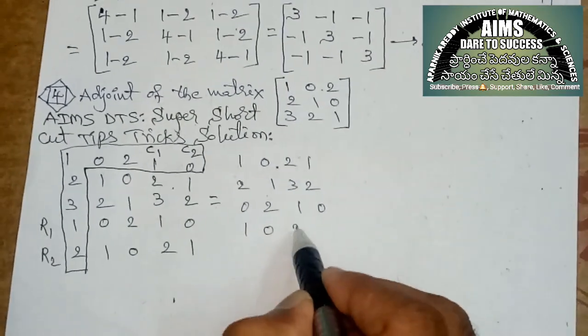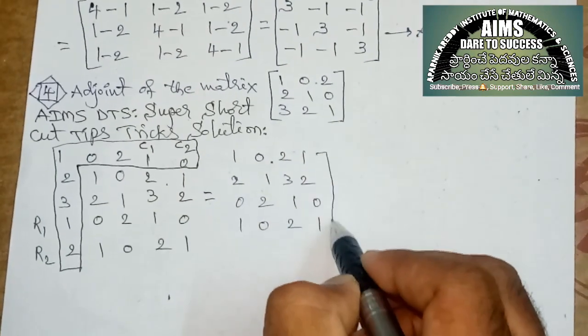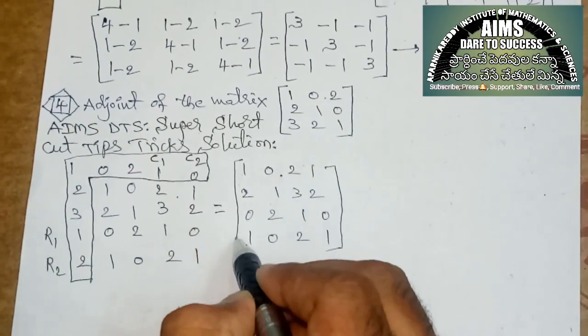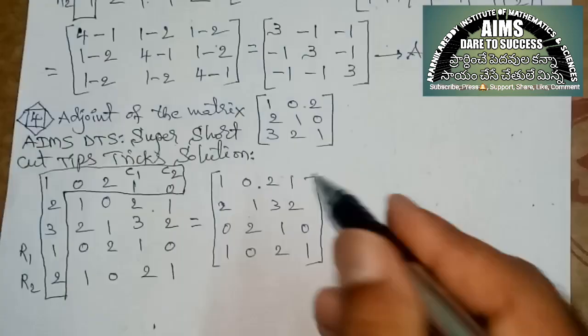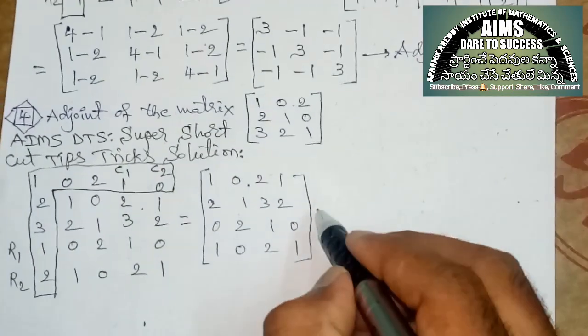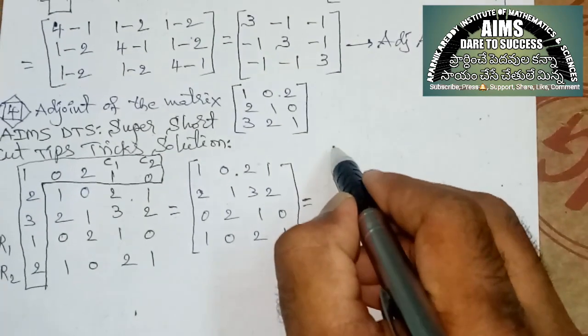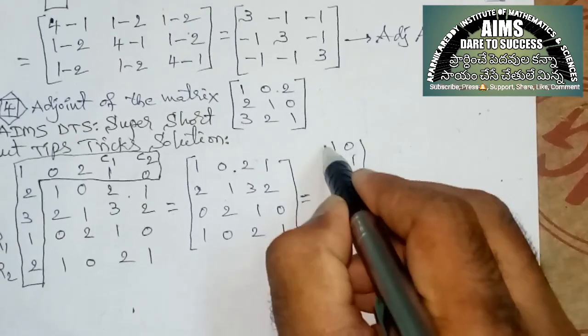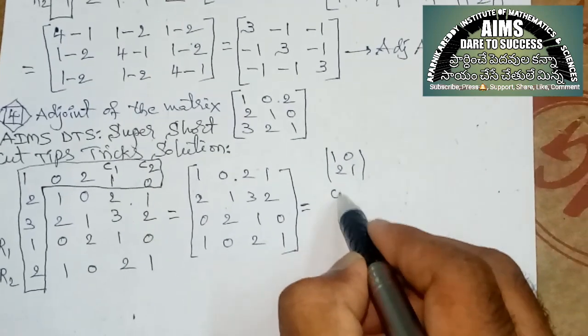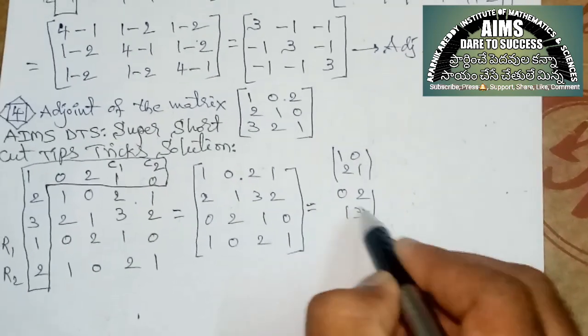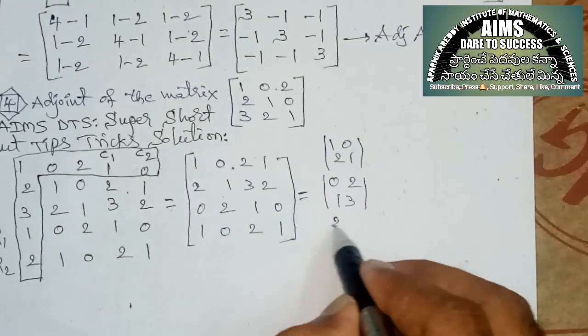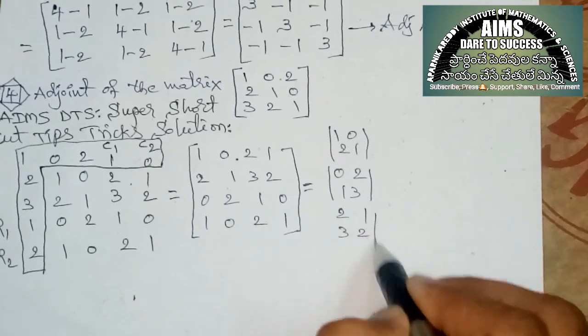Next 1 0 2 1. After this, take row 1 and row 2 and write them in the first column: 1 0 2 1. From that, 0 2 1 3. From row 1 and row 2, the remaining values are 2 1 3 2.